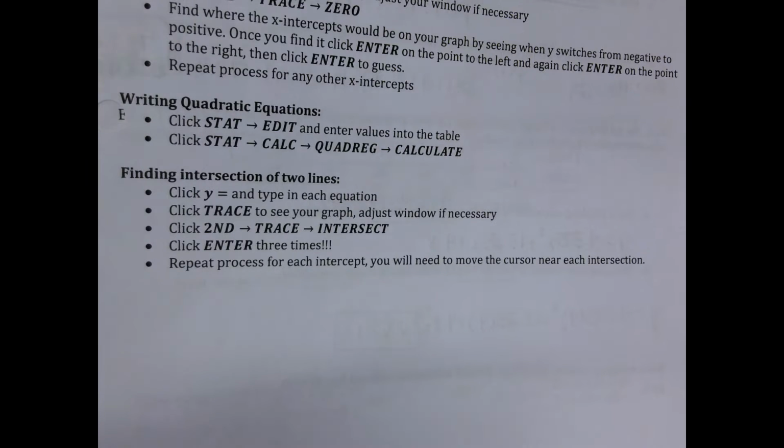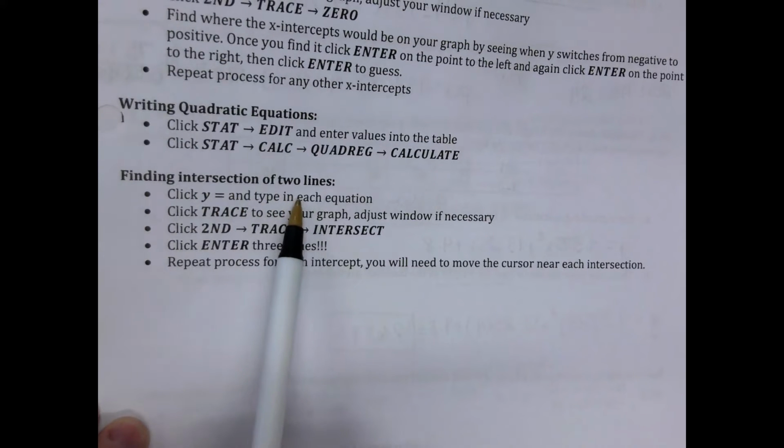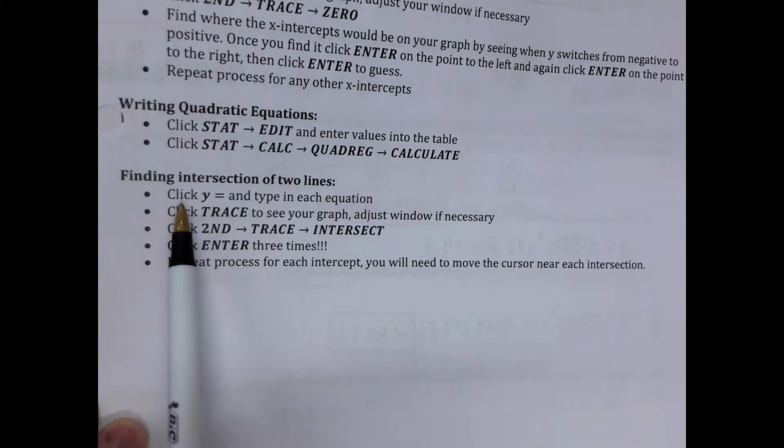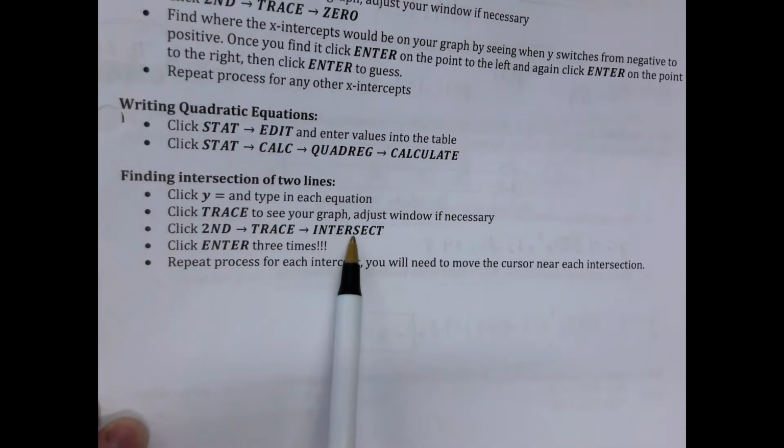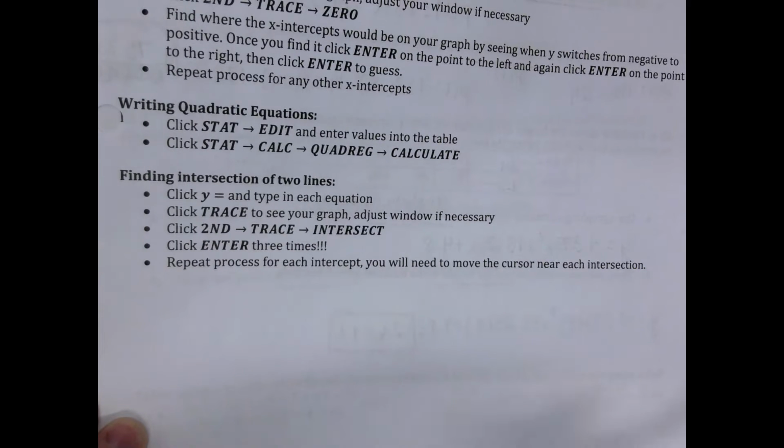Okay, so we are going to finish up our notes here. We're going to find the intersection of two lines. So here is basically our directions of doing that. We will have to plug it into the y equals, and then we're going to do that second trace intersect, and then press enter 3 times.